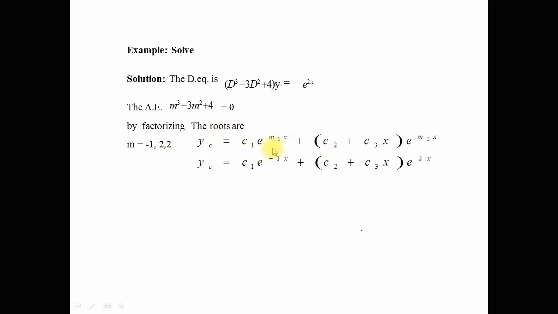So we obtained the complementary solution c1 e^(m1x) plus (c2 plus c3x) e^(m3x), and we can write the complementary solution as c1 e^(minus x) plus (c2 plus c3x) e^(2x).